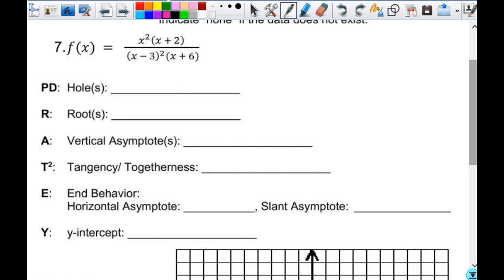Holes. Does it have any holes? No. And to do that, we look for a unique factor in the numerator and the denominator, right? There isn't any, so this would be none. All right. Do I have any x-intercepts? My roots? Yes. They are 0 and -2.